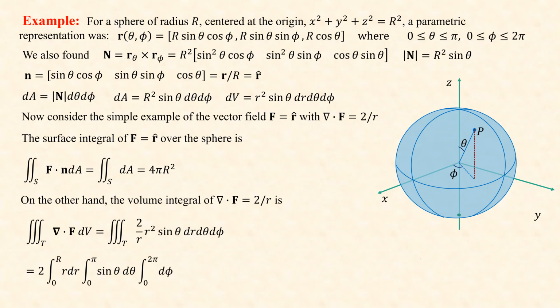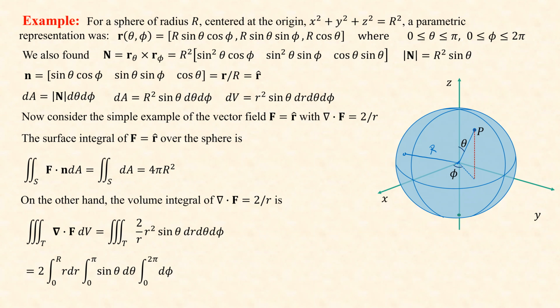So this becomes 2 times the integral from 0 to R of r dr over the volume. Here r goes from 0 to the surface, that's capital R. So r changes from 0 to R, theta changes from 0 to pi, and phi changes from 0 to 2 pi to cover the whole volume of the sphere. And then this integral of r dr becomes 1/2 r squared. Put the limits in, it becomes 1/2 capital R squared.